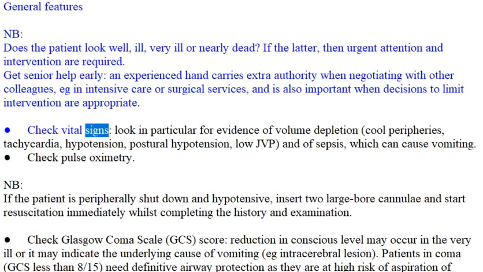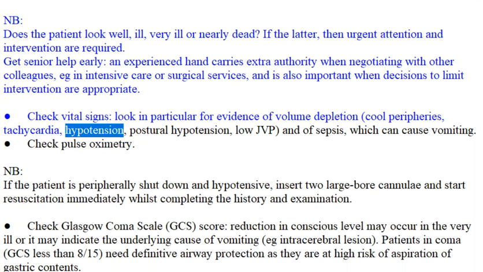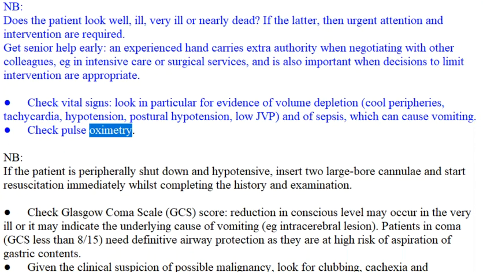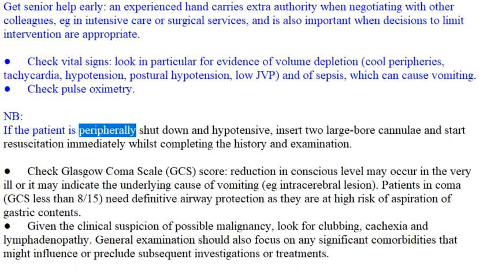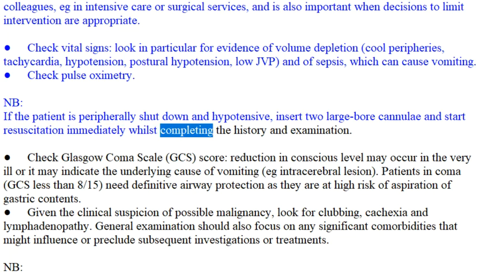Check vital signs. Look in particular for evidence of volume depletion, cool peripheries, tachycardia, hypotension, postural hypotension, low JVP, and of sepsis, which can cause vomiting. Check pulse oximetry. NB. If the patient is peripherally shut down and hypotensive, insert 2 large bore cannulae and start resuscitation immediately whilst completing the history and examination.